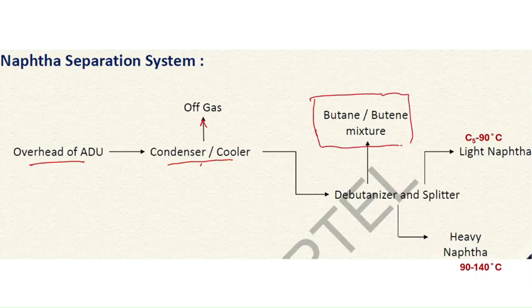It is not that only butane will be present in our crude oil. Butane may be present, butene may be present, then C4 with a triple bond may also be present. That's why it is sent to a debutanizer where separation of butane and butene cut takes place. Further, after the splitting, it is given off as light naphtha, which is the C5 cut to a boiling range of 90 degree, and the heavier naphtha, which is in a higher boiling range, 90 to 140 degree.